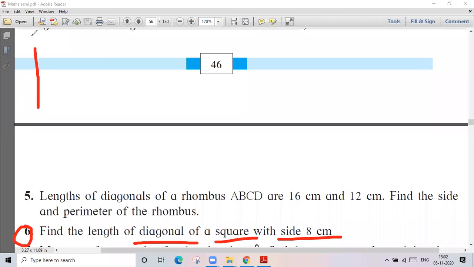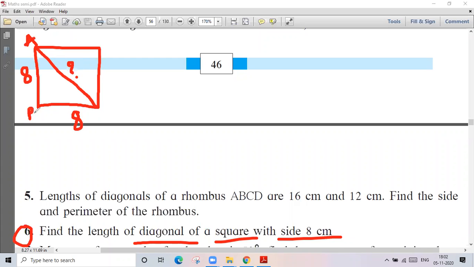A square hai baga. We need to find the length of a diagonal with the side 8 centimeter. So this side is 8 centimeter, this is also 8 centimeter, and we need to find out the length of the diagonal. That is question mark. So now you can give any name to the square: A, B, C, and D.